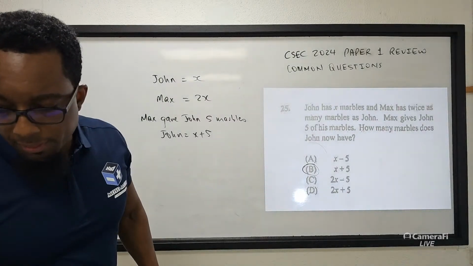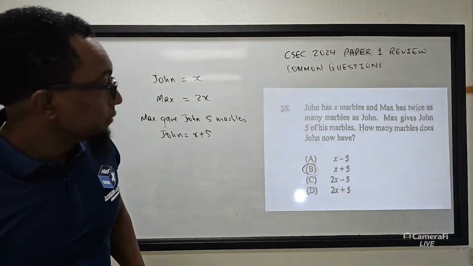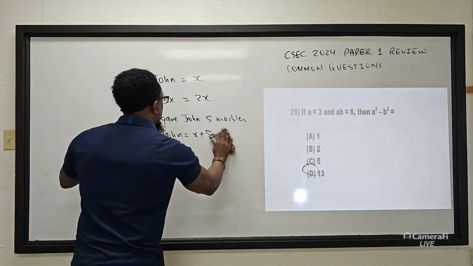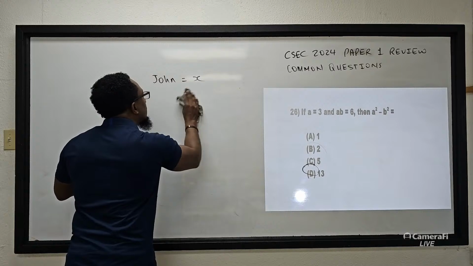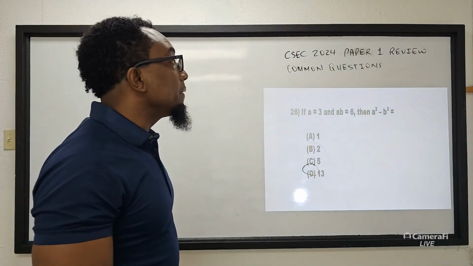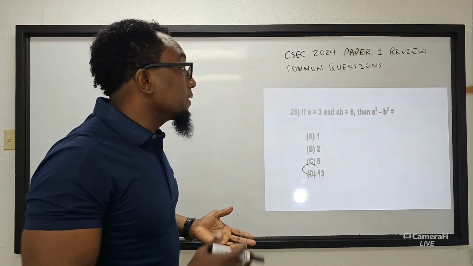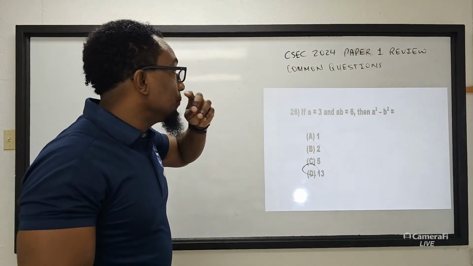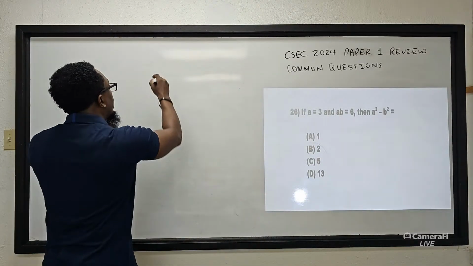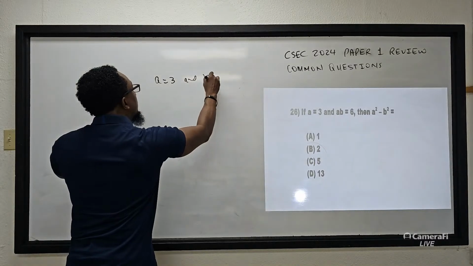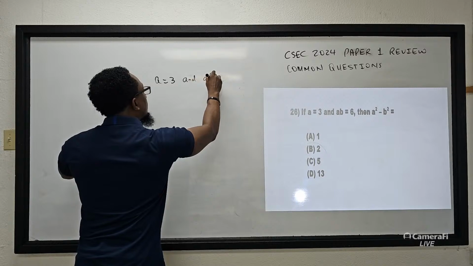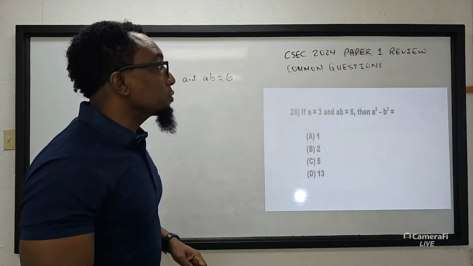So let's move on to 26. If a is equal to 3 and ab is equal to 6, then what is a squared minus b squared? Let's make sure again we understand how to obtain the result here. A is equal to 3 and ab is equal to 6. Then what is a squared minus b squared?